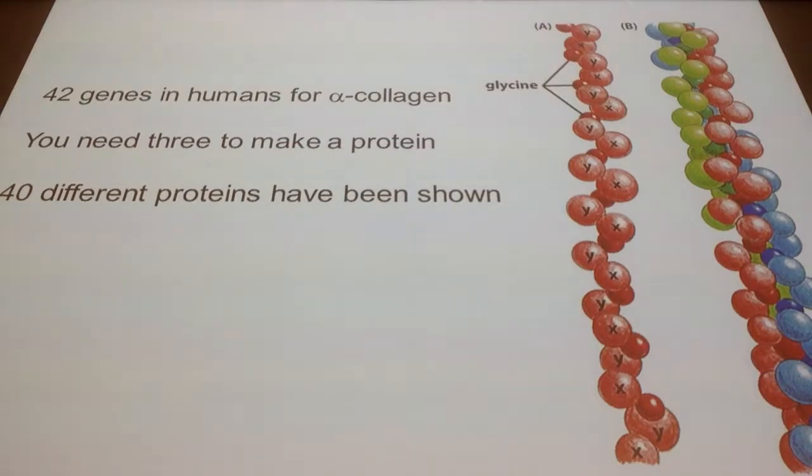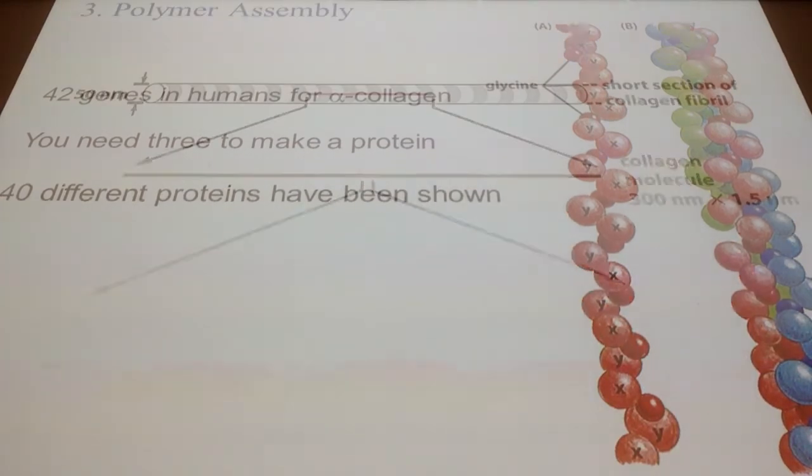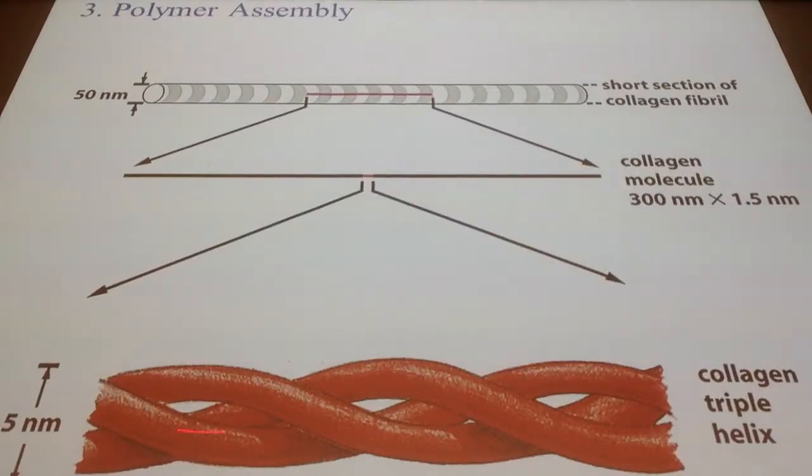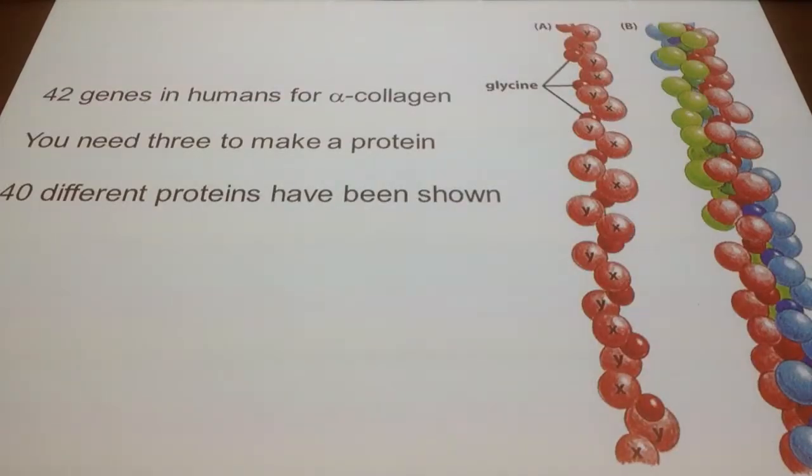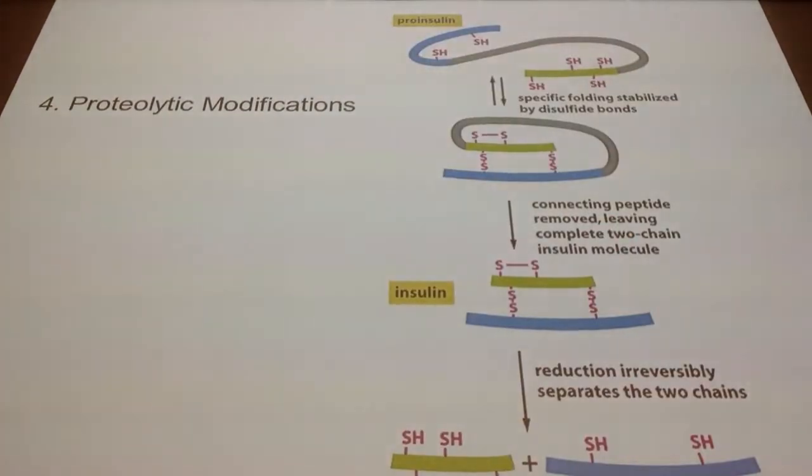So this is another example of the collagen. Here's collagen drawn this way in a ribbon, and then collagen drawn this way. Okay? So again, just a pretty picture to show the point. The 4th type of modification is called proteolytic modification.